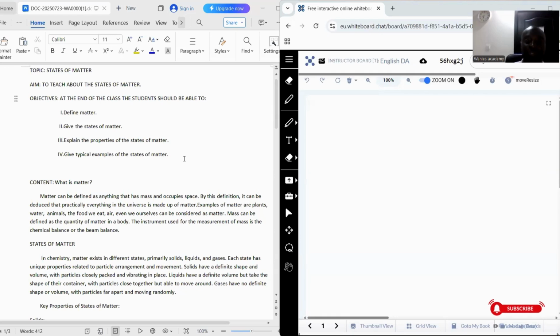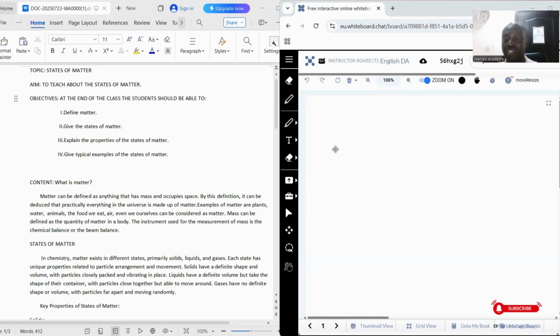Before we go to states of matter, I need to first define what matter is. When we say matter, what are we referring to? Matter can be defined as anything that has mass and occupies space. So anything that has mass and occupies space is called matter. Going by that definition, practically everything in the universe is made up of matter. Most of the things around us can be considered as being made up of matter.